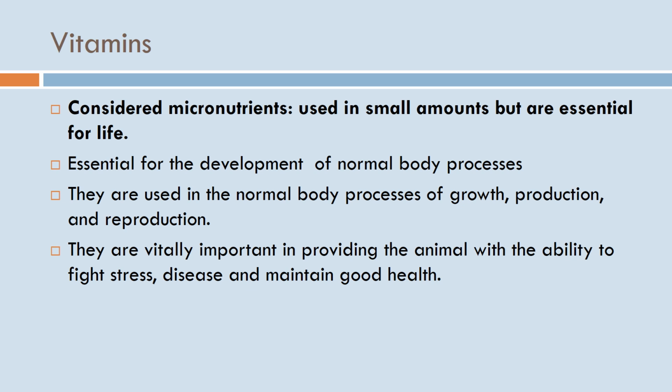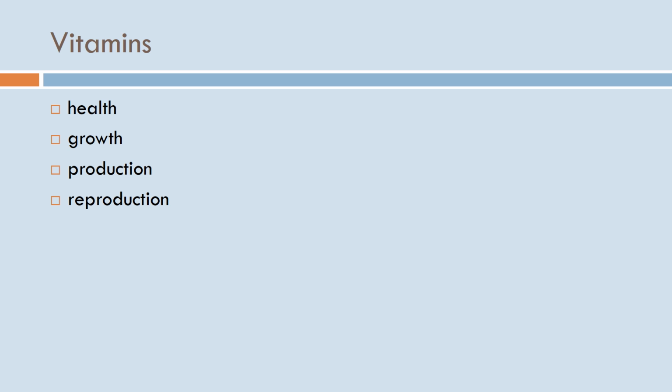They are essential for the development of normal body processes like growth, production and reproduction. They are vitally important in providing the animal with the ability to fight stress and disease, and to maintain good health of the individual. Vitamins are required for almost all body processes, for better health, for growth, for production, and for reproduction.